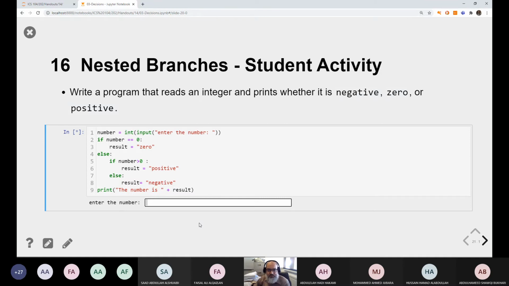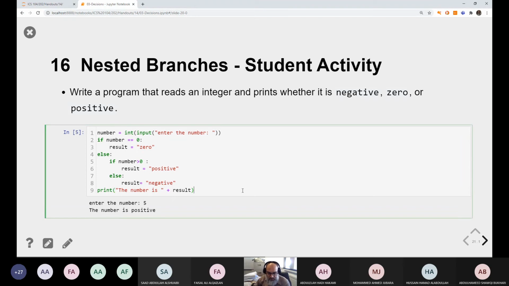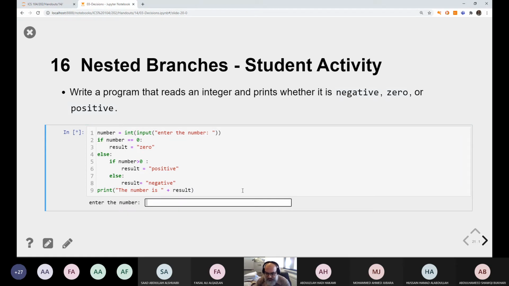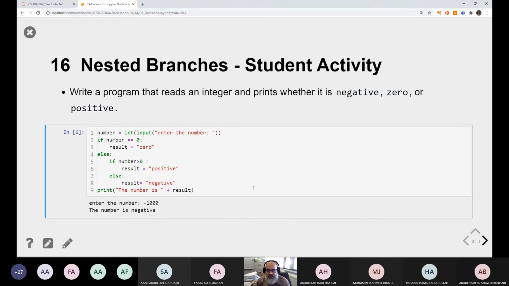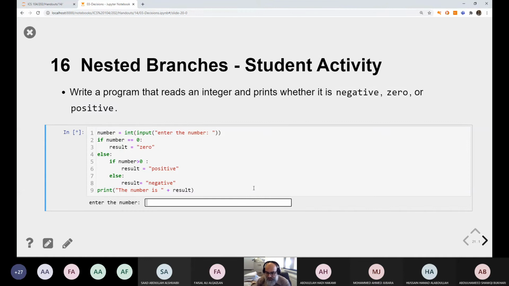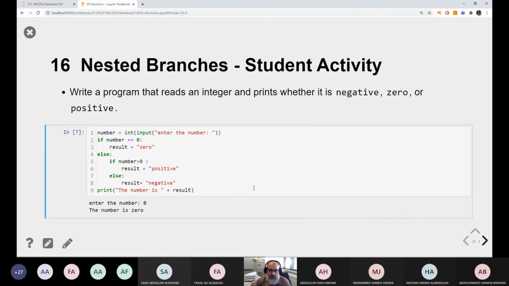So enter the number. Let's enter 5. The number is positive. If I enter negative 100 or 1000, the number is negative. And finally, if I enter 0, the number is 0. Right. Now, let me ask the following question. What should happen if I did this?